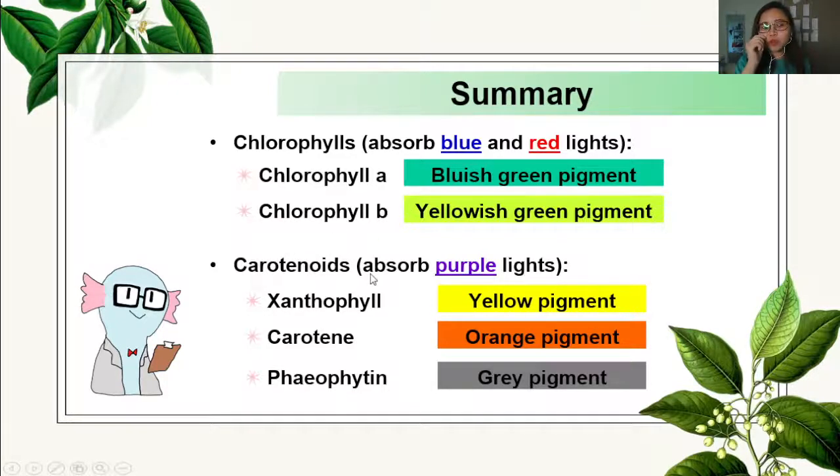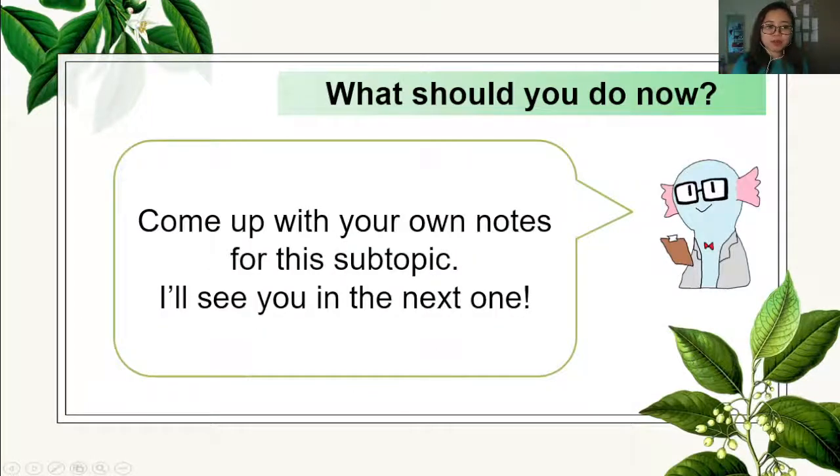I hope you're able to remember the names of carotenoids and also remember what wavelengths of light do chlorophyll A, chlorophyll B, and the carotenoids absorb? So, color apa yang dia serap? Color apa yang dia pancarkan balik? Okay, what color does it reflect? Alright, so very simple. What you should do now is just come up with your own notes for this subtopic and then move on to 6.3, and I will see you in the next video.